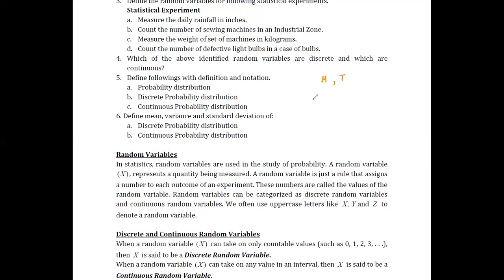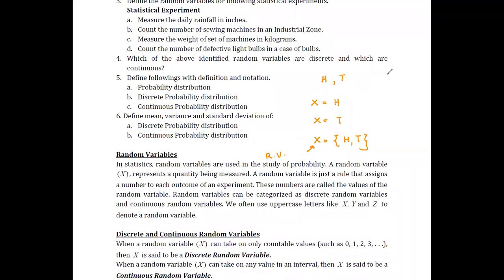Therefore, you can assign X equals H for obtaining a head, or else you can say that X equals T for obtaining a tail. Therefore, the possible outcomes of this X are H and T. Here, these are the outcomes, and this X is what we call the random variable. Therefore, the quantity being measured is meant by the random variable.